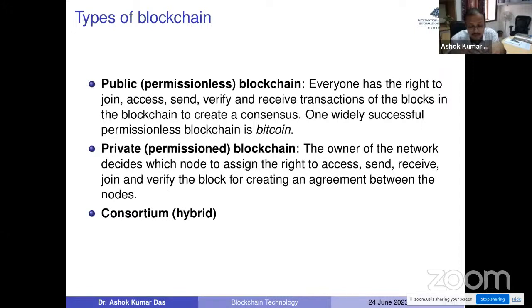So next is something known as a consortium or hybrid blockchain. There could be a scenario where only one kind of blockchain, either public or private, cannot suffice. Hence we require a hybrid or consortium blockchain where we can store both types of data, private data as well as public data, at the same time.